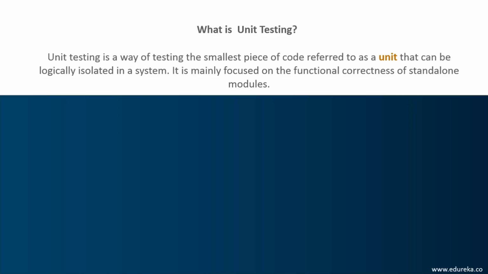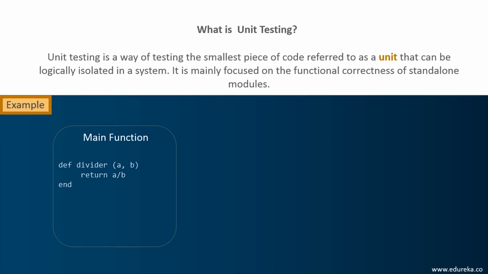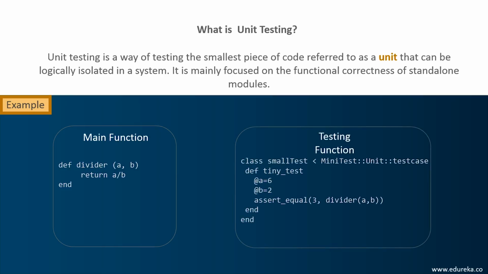Well, here's a simple example to help you understand what a unit can be or how unit testing works. So consider this simple code. I have a simple function or method here. The main function, as you can see, is performing a division operation. It's accepting two parameters a and b, and it's returning the value that you get after dividing a by b. And next comes the testing function. As you can see, the testing function is written in Ruby. Well, the language doesn't matter. Whichever language you're comfortable with, you can use that.